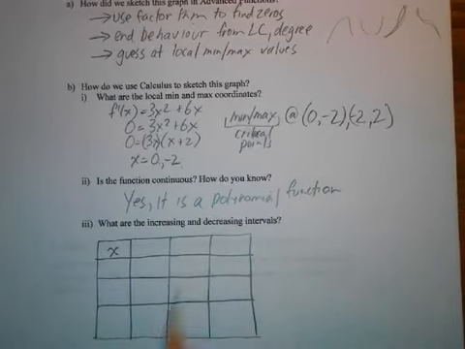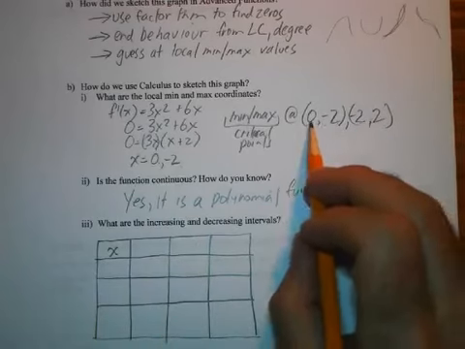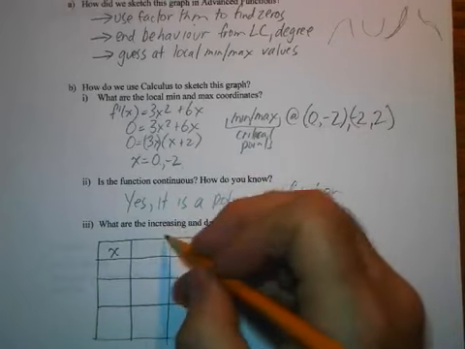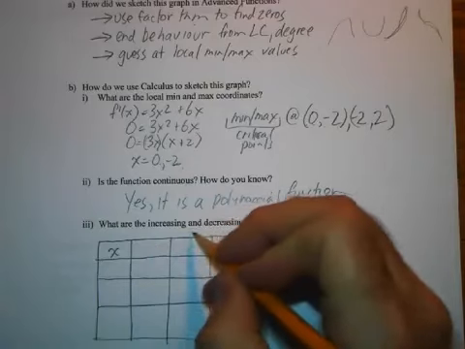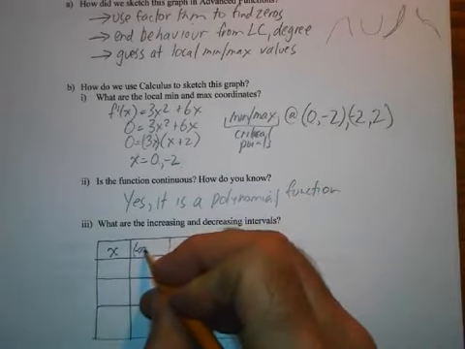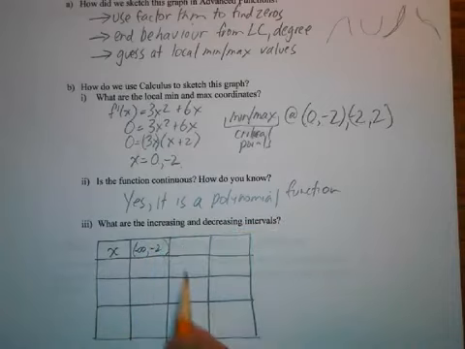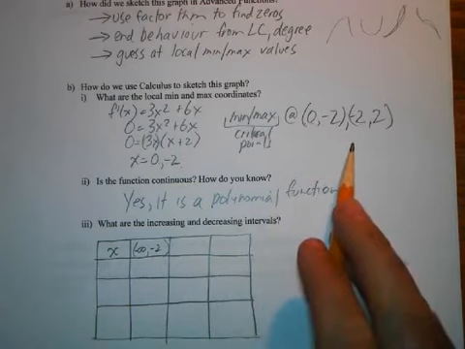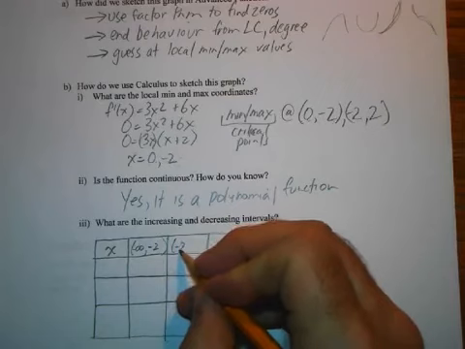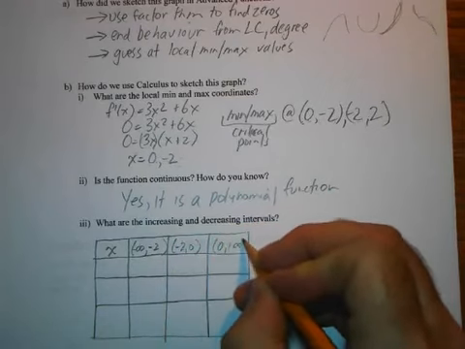So the reason why I have 3 columns is because I have 2 critical points. So for each of these values of x, negative 2 and 0, I'm going to develop intervals around there. So my first interval will be from negative infinity to negative 2. And then the next interval is between the 2 critical points. So between negative 2 and 0. And then finally from 0 to positive infinity.